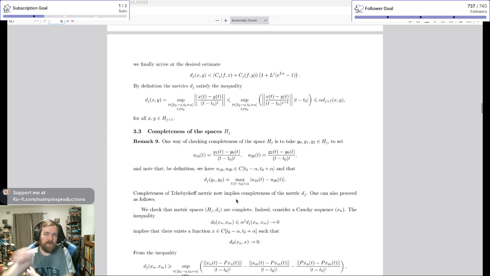Okay. Finally arrived at the desired estimate. D sub j of x, y is less than C sub j of f x plus C sub j of f y, all multiplied by 1 plus L. That's not composed, though. That's just super j times e to the L alpha minus 1. By definition of metrics, d sub j satisfies the inequality given here.